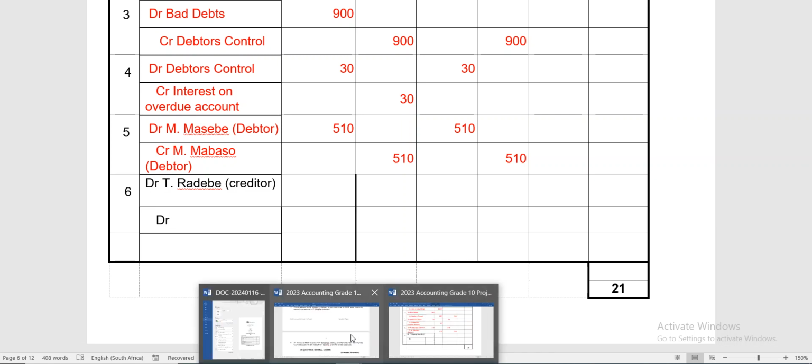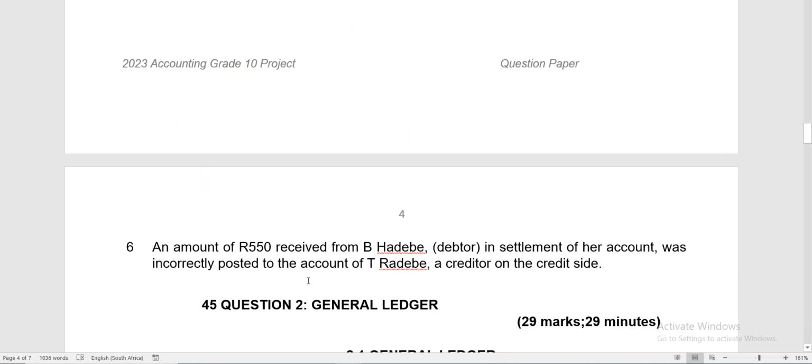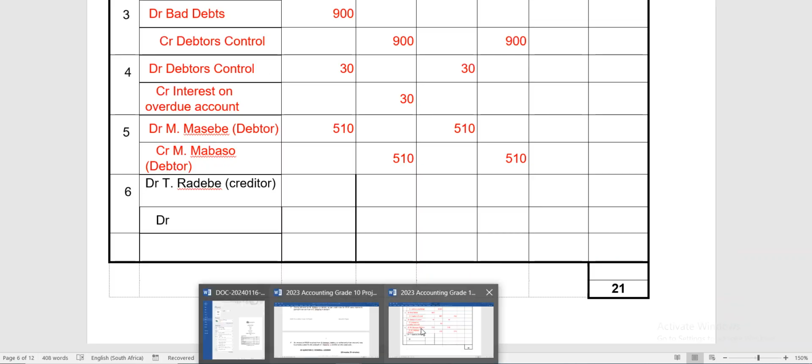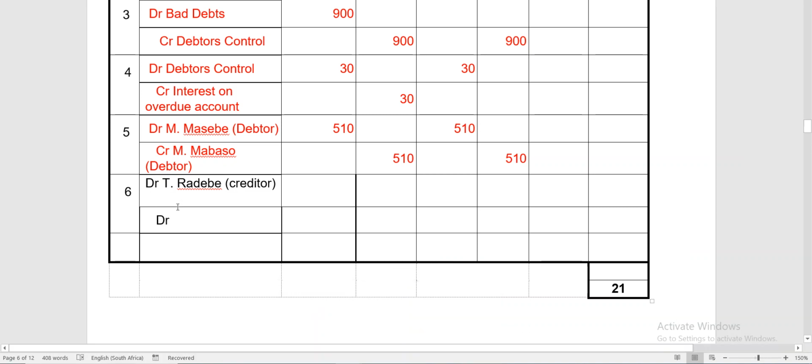So let's check here. Remember, here they're saying that we were receiving, so the person who was paying us, B Hadeb, is the one who was paying us. So his debt must decrease when we correct this. His debt must decrease because he's paying. So, and we know that debt has increased on the credit side. So we are going to debit the account of B Hadeb because he's paying.